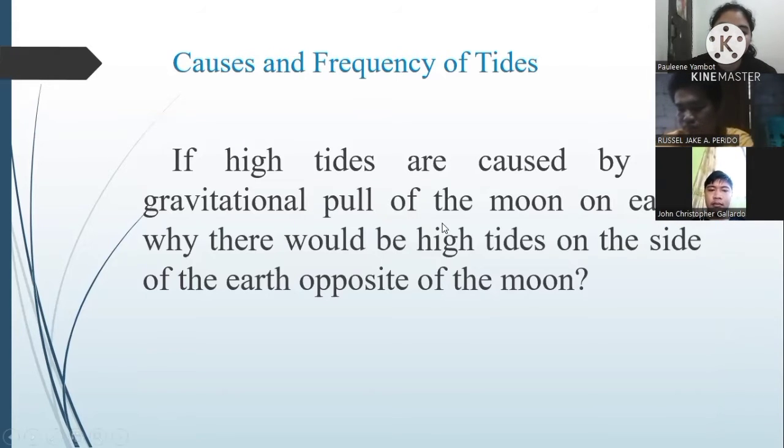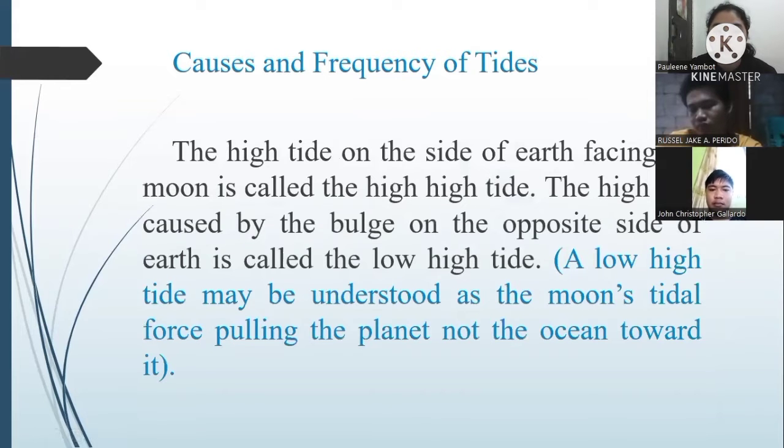Next naman yung cause and frequency of tides. If high tides are caused by the gravitational pull of the moon on Earth, so why are there high tides on the side of the Earth opposite of the moon? The high tide on the side of the Earth facing the moon is called the high tide. So yung side daw ng Earth, pag naka-face siya sa moon, yung nangyayari doon is high tide. The high tide caused by the bulge on the opposite side of the Earth is low tide. A low high tide may be understood as the moon's tidal force pulling the planet, not the ocean, towards it.